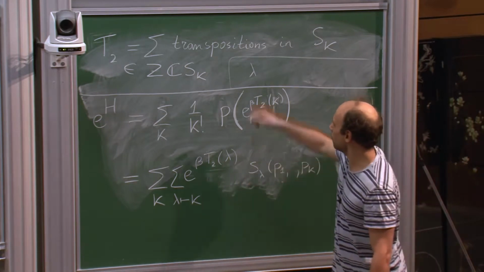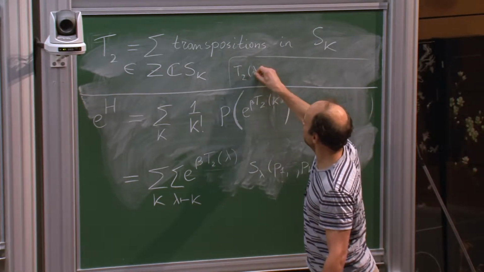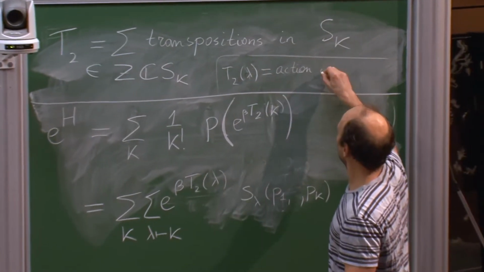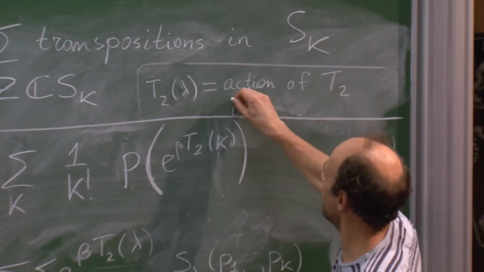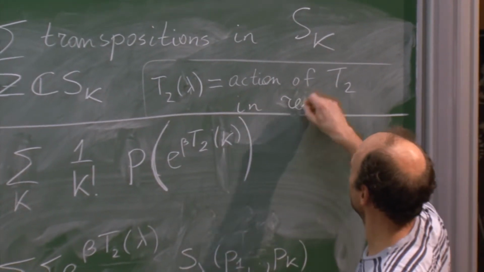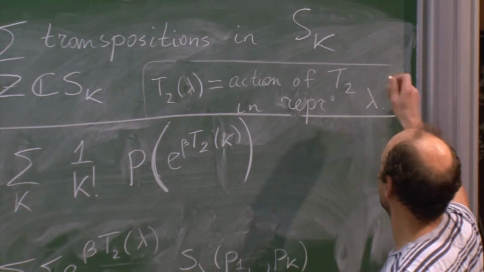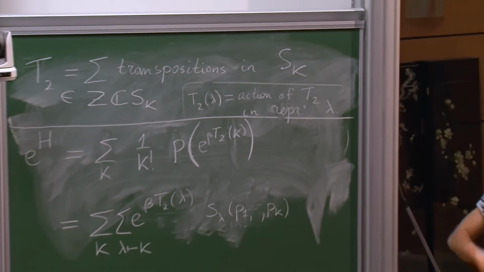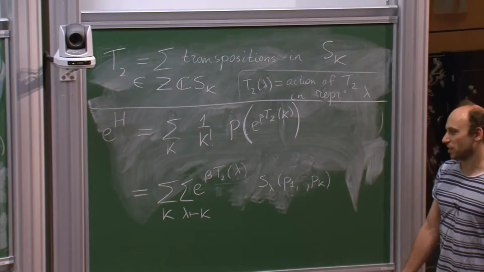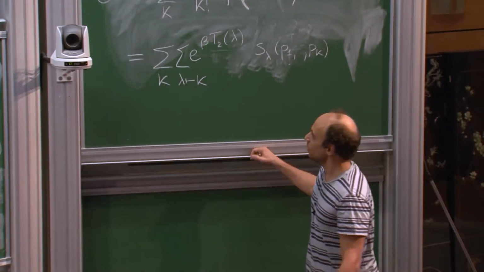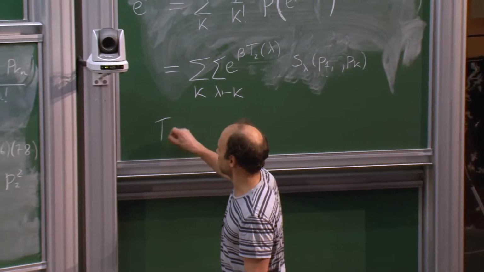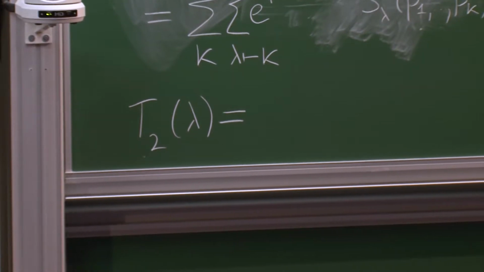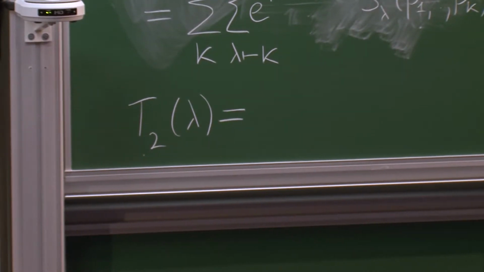So T2 of lambda is the action of T2 in representation lambda. It's a central element, so in each irreducible representation it will act just by a scalar. And T2 of lambda is this scalar. If you know the representation theory of the symmetric group really well, you should know the formula for T2 of lambda. And if you don't know it so well, it's a difficult exercise.